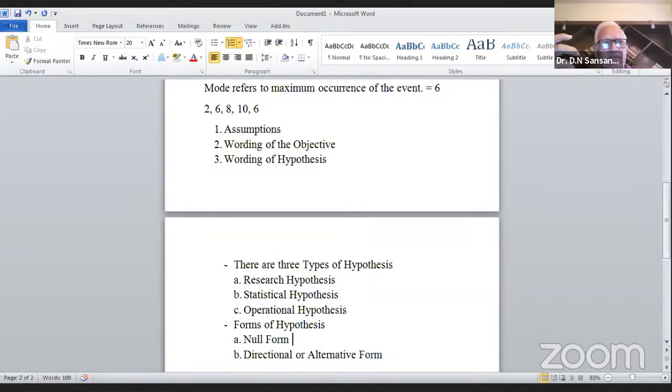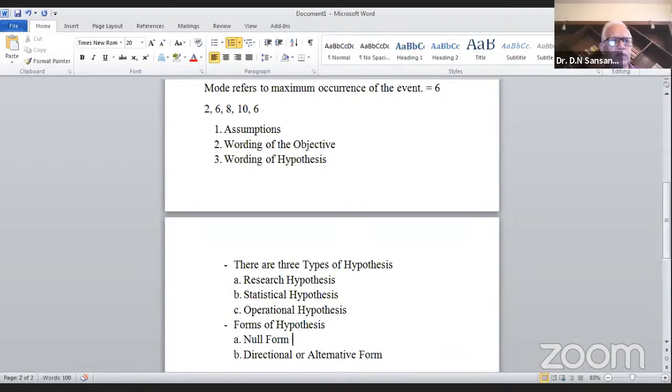Again, there are bases. It is not your sweet will that whenever you want to formulate the hypothesis in the null form, you formulate in the null form, and whenever you want to formulate in the directional, you formulate in the directional. No, it is not the sweet will of the researcher. For deciding the forms, there are bases. One of the bases is called review of related literature, not review of literature, review of related literature, and another is called theory. Okay, so therefore, the hypothesis we normally formulate in the null form. Why? Because we do not have strong evidence and strong base to give a direction.